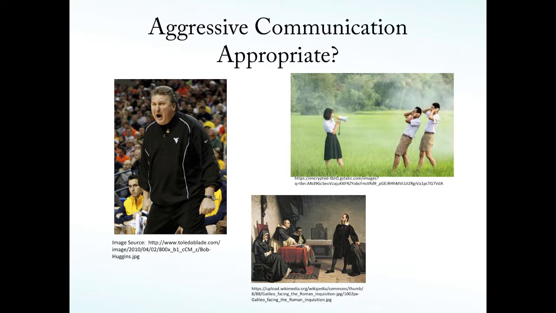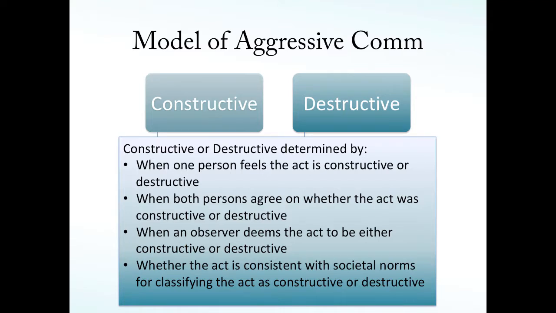The model breaks aggressive communication into two categories, and they're essentially based on the locus of attack. There's constructive, which is the better, more healthy form, but there's also destructive aggressive communication. And how you determine what's constructive and what's destructive works like this. If a person feels that the act was destructive, if somebody says, hey man, it really brought me down, it really sort of tore me up, then it was destructive communication.